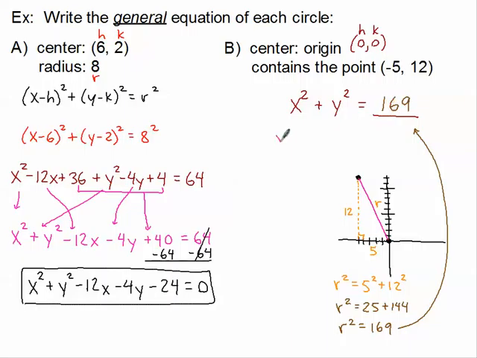Subtract this 169 to the other side. Set it equal to 0. X squared plus y squared minus 169 equals 0. There's my general form. A picture sometimes is going to be helpful to find some of the pieces.